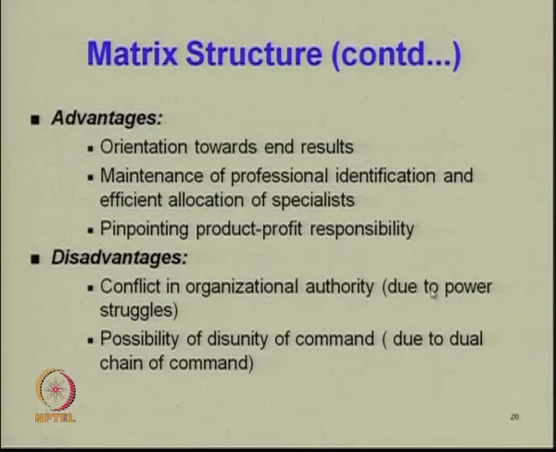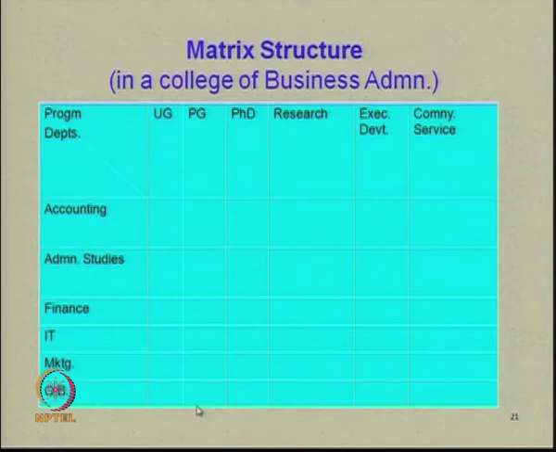because you want profits. The disadvantages are conflict in organization authority due to power struggles, possibility of discontinuity of command due to dual chain of command. Now, this is a matrix structure in a college of business administration. You have the undergraduate, postgraduate, PhD, research, executive development, company services, and then you have the functions: accounting, administration, studies, finance, IT, marketing, organizational behavior. This is a matrix structure.